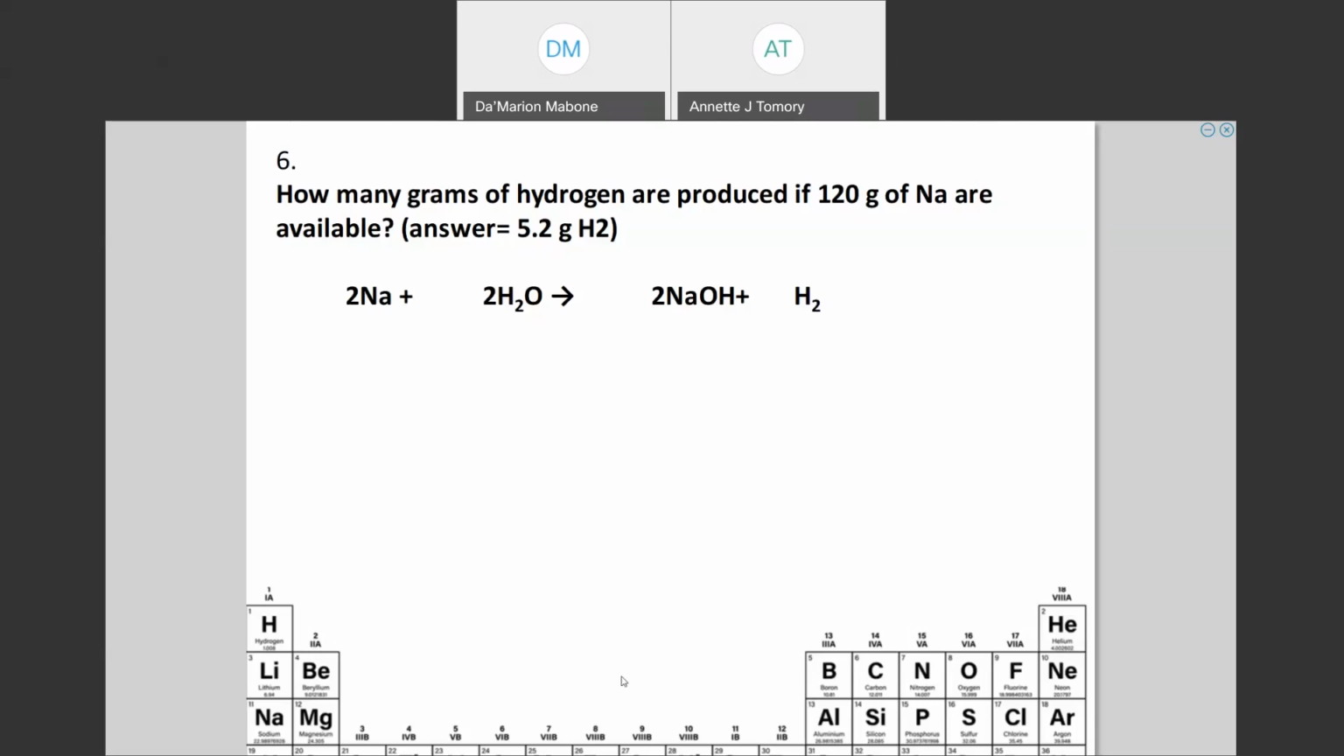So let's get our screen back up here again. All right, can you see my screen where it says 6, how many grams? Yeah. All right, so how many grams of hydrogen? That's what I'm looking for. Where am I going to put that X? Under the H2. That's right. That's going to be grams there. Are produced if 120 grams of sodium are available. So where am I going to put that 120?